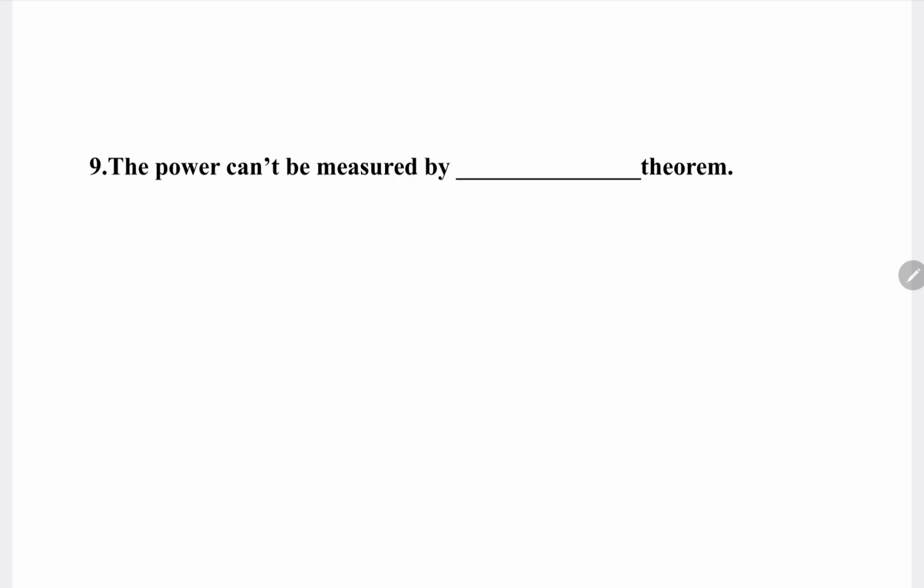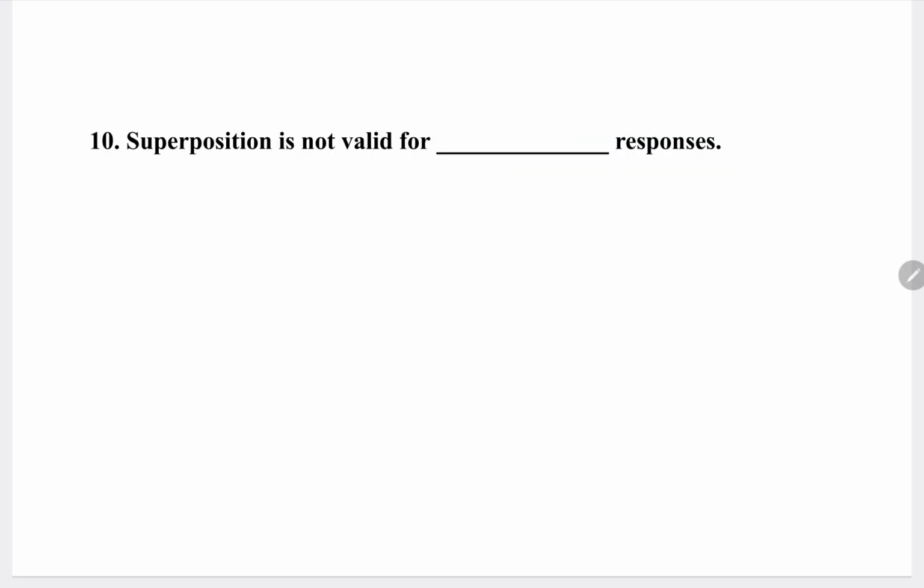Next question. Power cannot be measured by dash theorem. With the help of the superposition theorem, we cannot determine the power. We can find out only voltage or current responses, but we cannot find the power. Superposition is not valid for dash responses. The superposition theorem is not valid for power responses. It is valid only to calculate voltage or current responses.